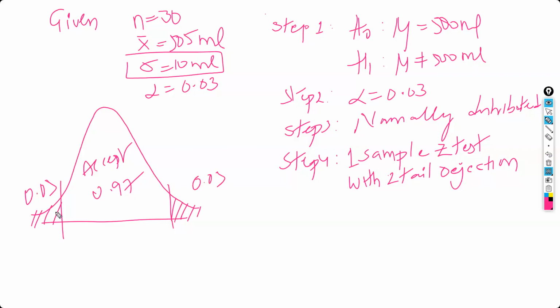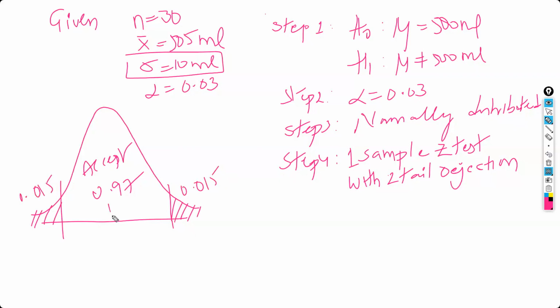Because 0.03 plus 0.97 plus 0.03 is 1.03, the total area is how much? 1 only. Now, what do I have to do here? On the left side, I have to take alpha by 2, that is 0.015. This side also I have to take 0.015. Then if I do the total, it is going to be 1.